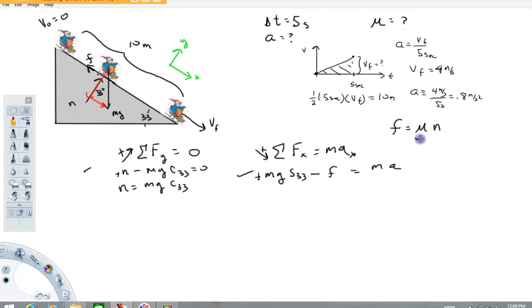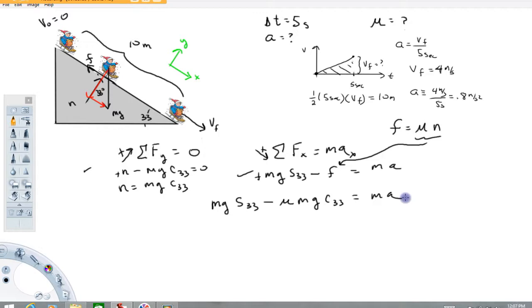So what I'm going to do is go ahead and sub this term into this equation. This is now going to read mg sine of 33 degrees minus the coefficient of friction times the normal. And I'm going to put this in for the normal force, so that's going to be mg cosine 33, and then equals ma.